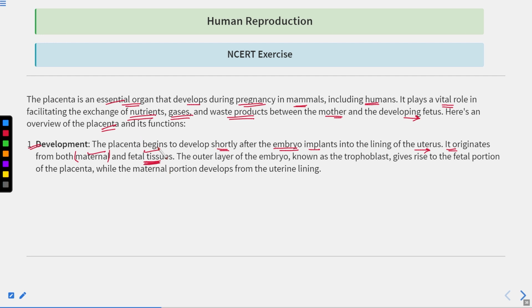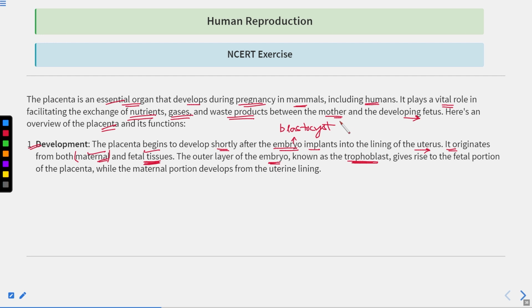Okay, we've already discussed the trophoblast. From the trophoblast arise the finger-like projections that are known as chorionic villi, and these chorionic villi get interdigitated with the uterine tissue, and the placenta is formed. Clear? Now the outer layer of the embryo, known as the trophoblast, gives rise to the fetal portion. You can say embryo, or you can say the blastocyst. Blastocyst will be a better term.